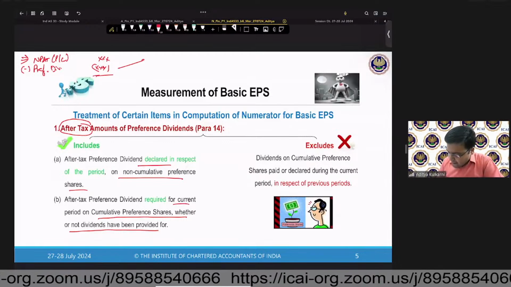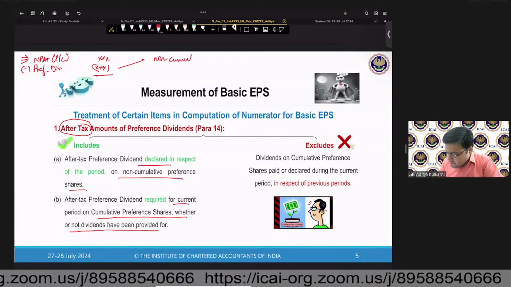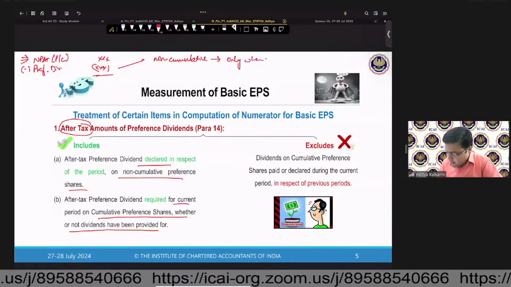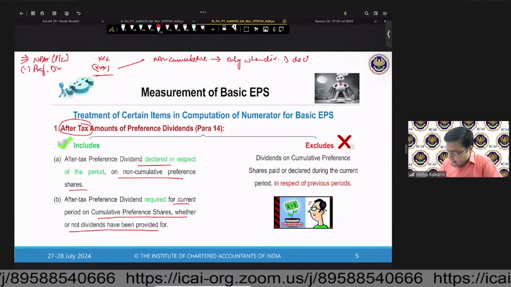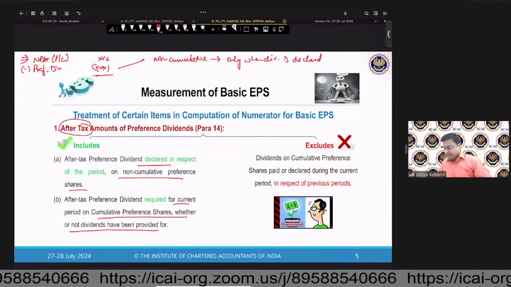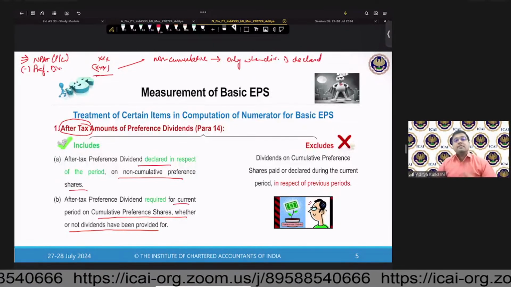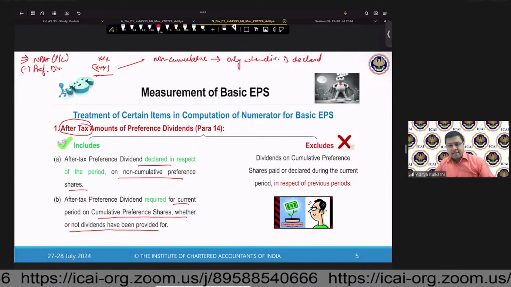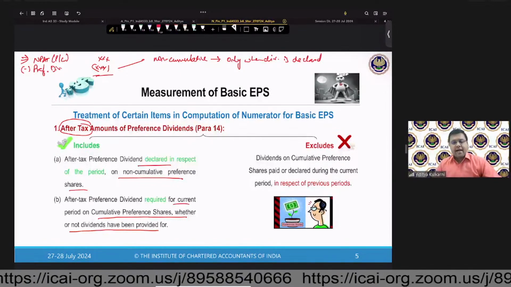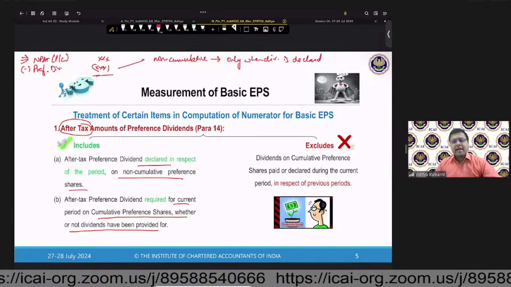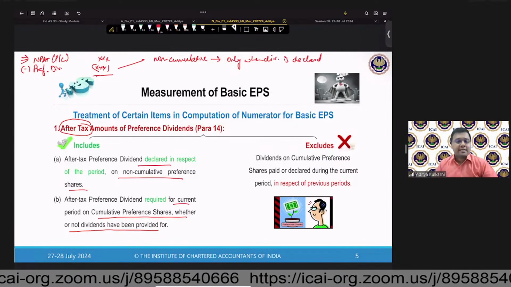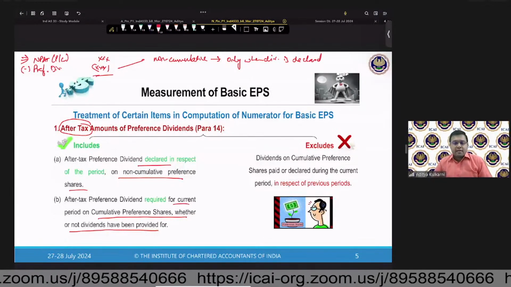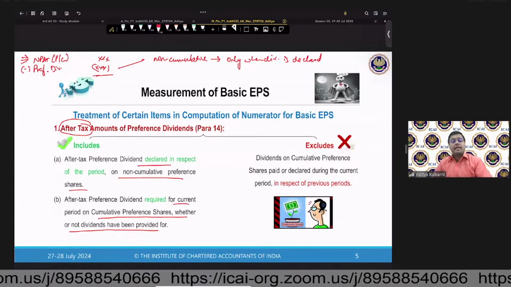So if I'm having non-cumulative, when are you going to reduce this? Only when dividend is declared. Why? Because this is at the discretion of the entity. If I don't declare in the current year, and I declare in the next year, and I'm computing next year's EPS, I will deduct only next year's dividend that is declared. Previous years I will not deduct because it's at my discretion. They are non-cumulative. The dividend does not get accumulated.